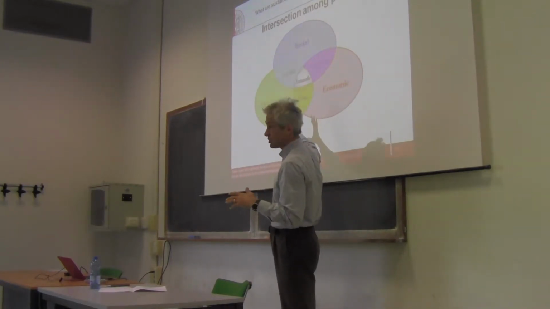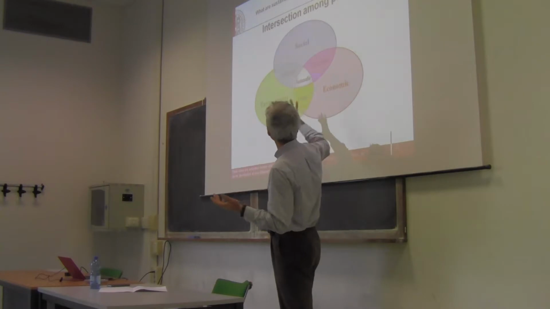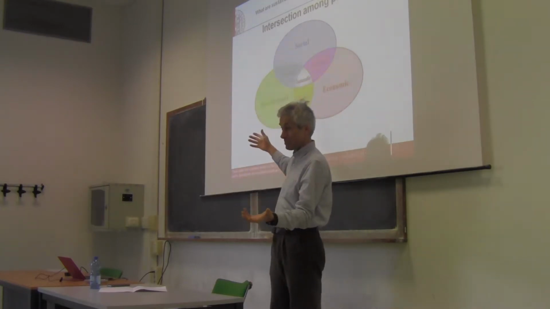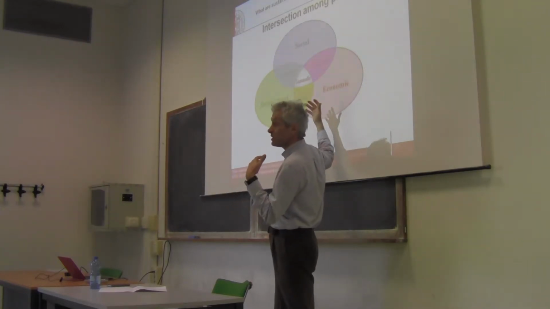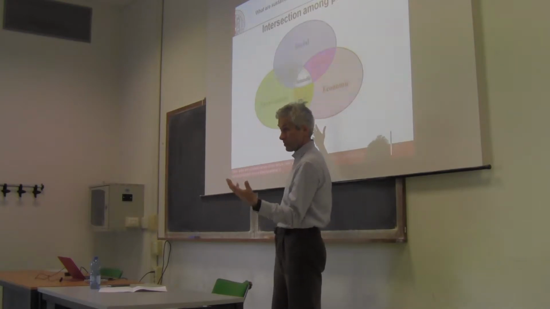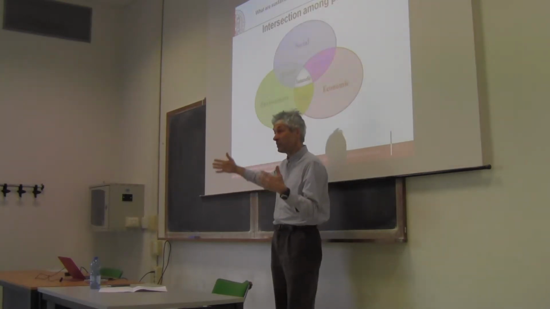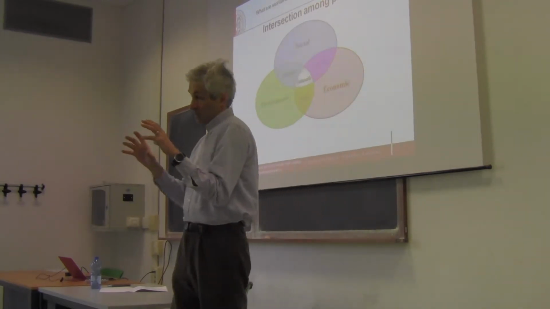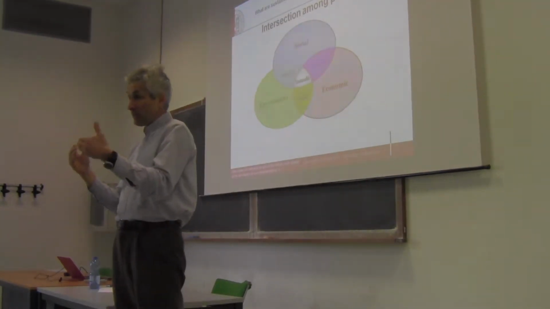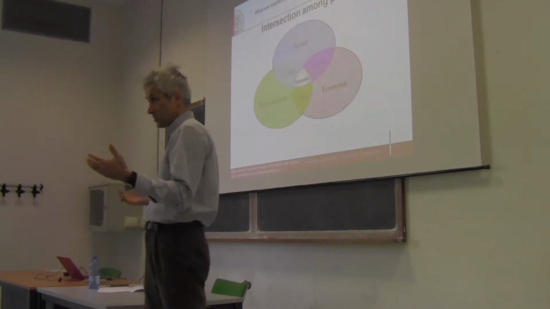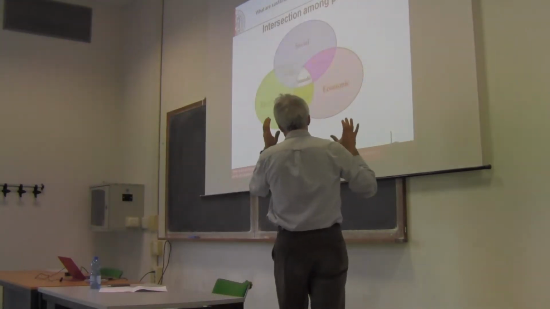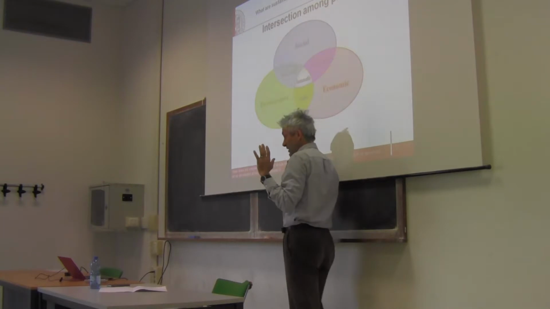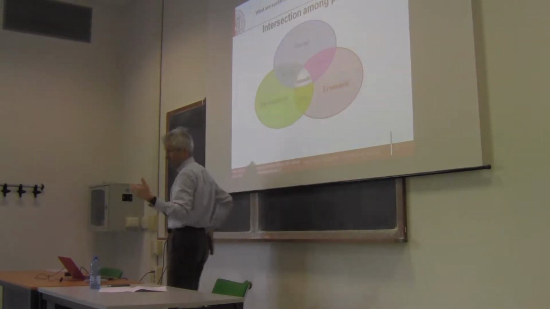And then the third issue is environment, because something may be socially acceptable, something may be doable from the economic point of view, but may be incompatible with the need of ensuring sustainability from an environmental point of view. So you have to take into account these three pillars with respect to which you have to check the compatibility of your project.